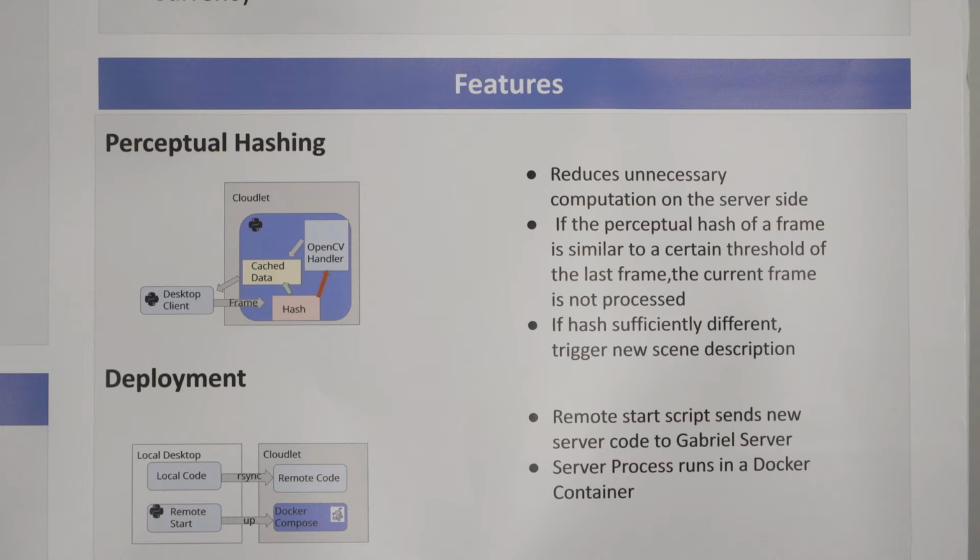Some features that we added to make this more usable is we added perceptual hashing. This basically computes a hash on an image and will only perform a new calculation whenever there is a significant difference in the underlying hash, which means that the image has changed enough. This prevents unneeded computation and also alerts our user that whenever there is an update to the description, there is actually a meaningful change in their environment. We have a remote start script to basically deploy our Docker container on our cloudlet to make it easy to sync between the different versions.